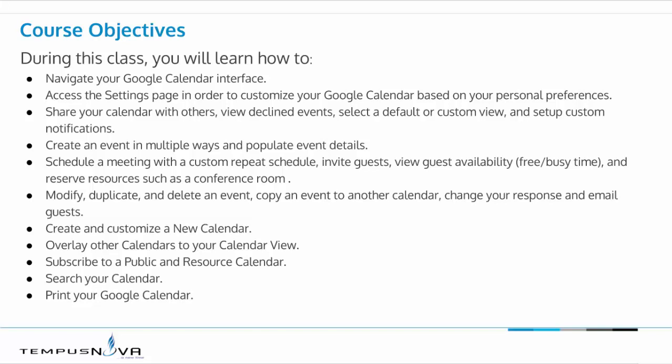modify, duplicate, and delete an event, copy an event to another calendar, change your response and email guests, create and customize a new calendar, overlay other calendars to your calendar view, subscribe to a public and resource calendar, search your calendar, and printing your calendar.